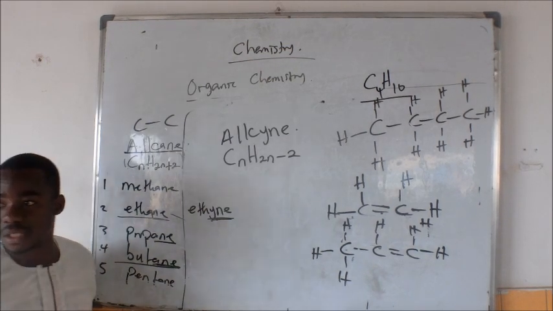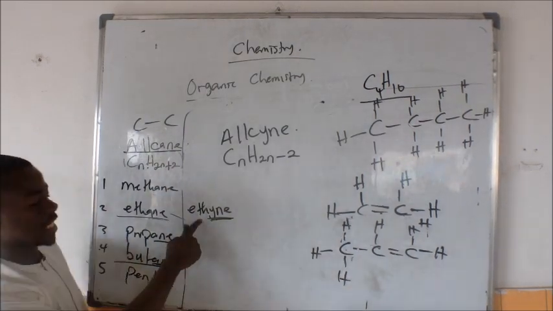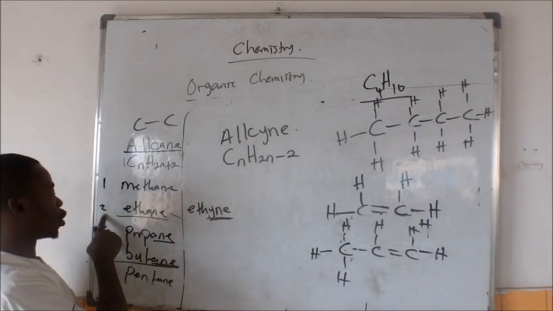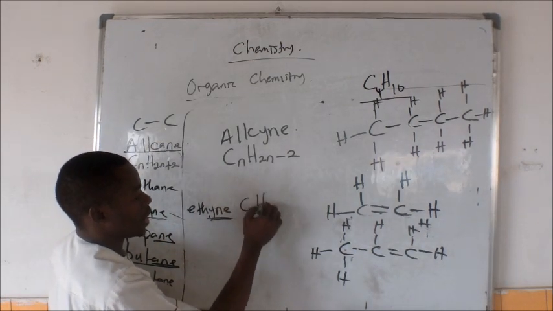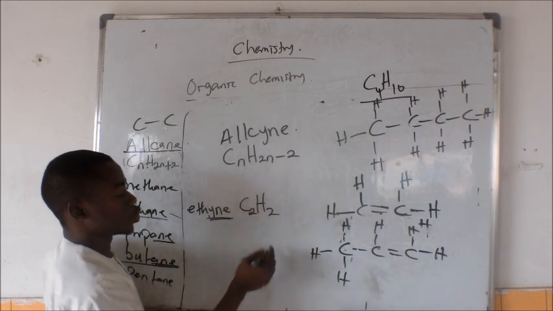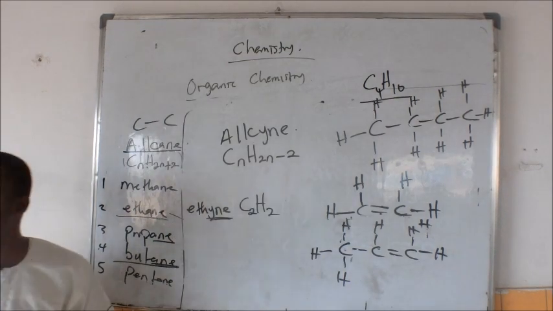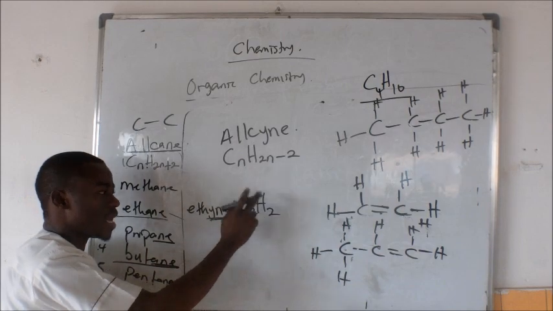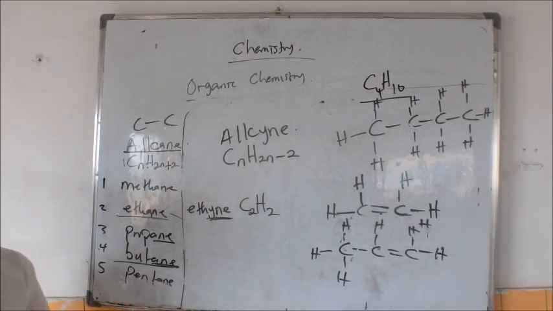Now, if you want to know its molecular formula, it corresponds to n equal to what? 2. Then you put what? C2H, 2 times 2, 4, 4 minus 2 will give you what? 2. You have C2H2. That is the molecular formula of what? Ethyne. Now, let's draw the structural formula of ethyne.